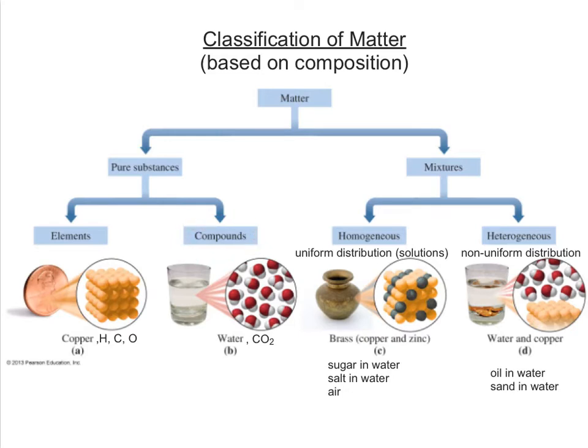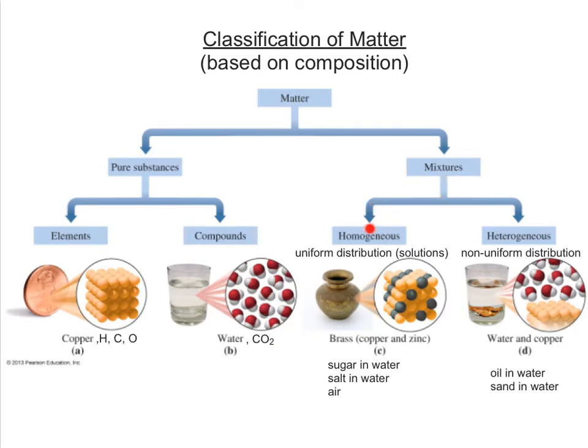Compounds have two or more elements chemically combined in a fixed ratio. For example, water, H2O, has two hydrogen atoms combined with one oxygen atom. Carbon dioxide has one carbon atom combined with two oxygen atoms. Elements and compounds have a constant composition.